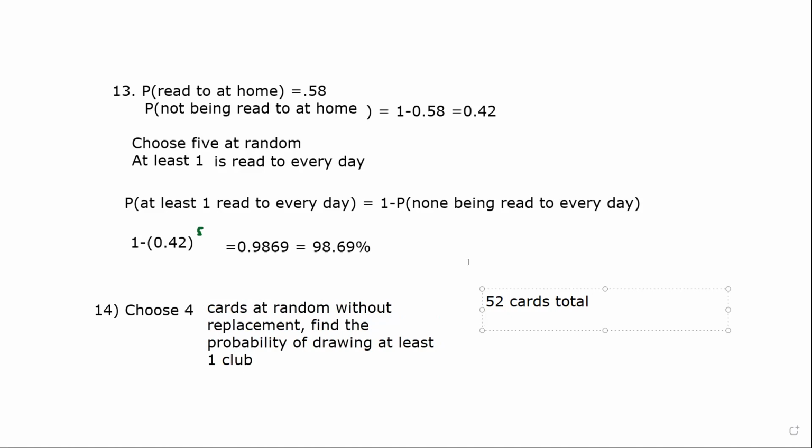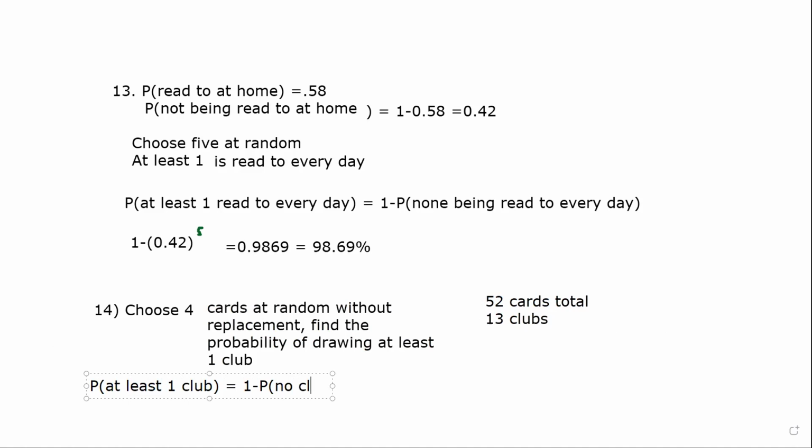10, 13. 13 clubs, right. So we can employ the same kind of strategy here, the same kind of strategy that we did on the previous one. So we can say the probability of at least one club would be 1 minus the probability of no clubs.